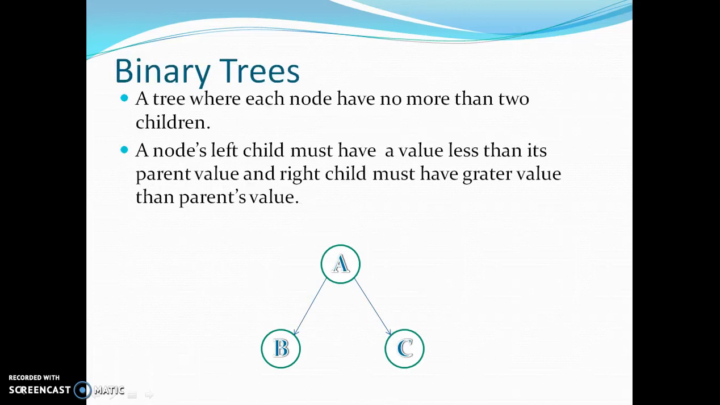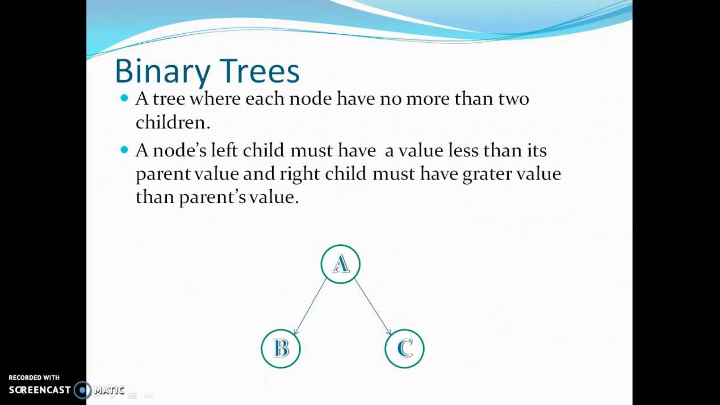Now we study binary trees. What are binary trees? A tree where each node has no more than two children. For example, A has B and C. It can't have more than that, such as D as a child of A. Only two children, not more. There can be one, there can be zero.